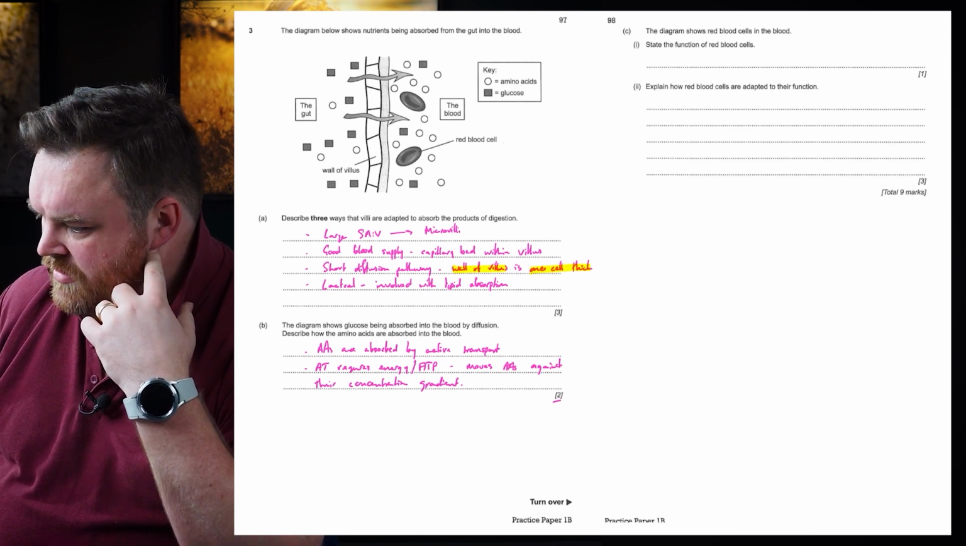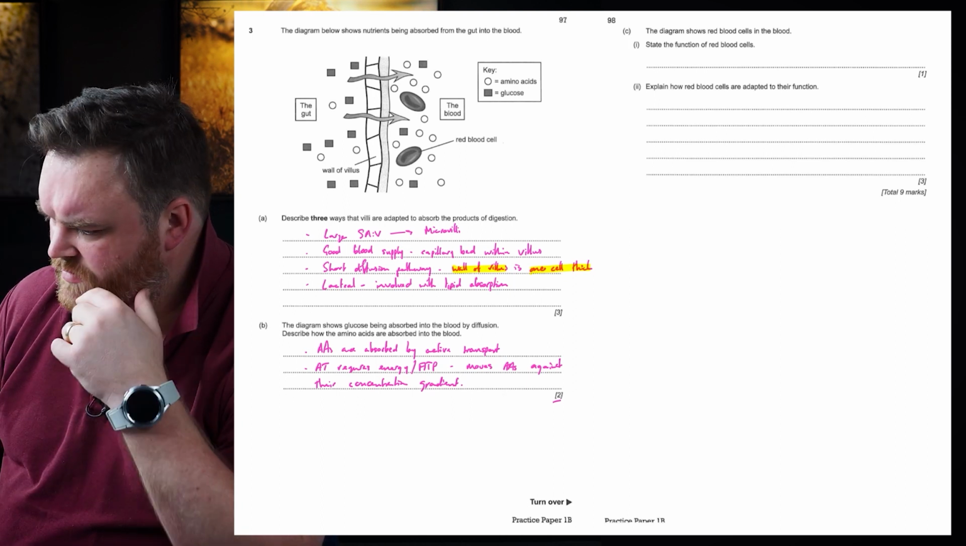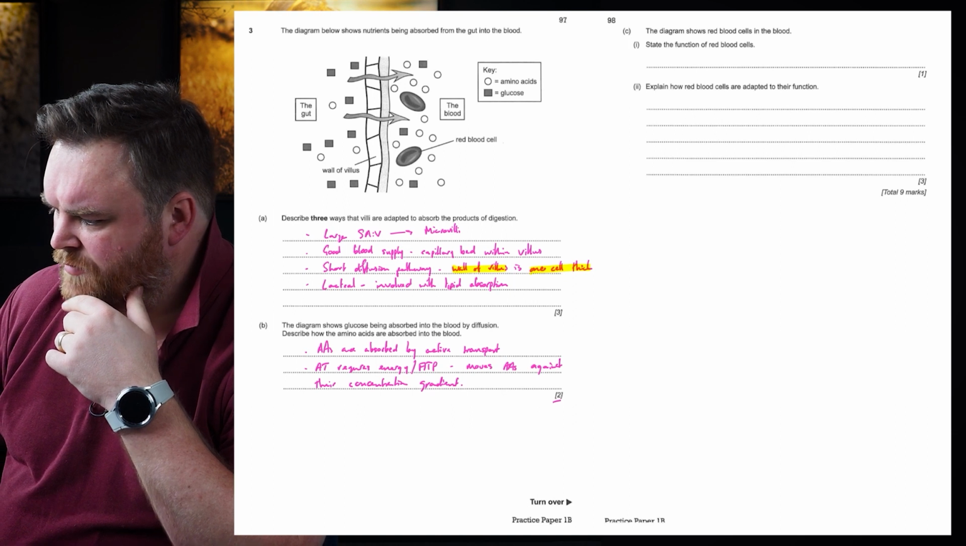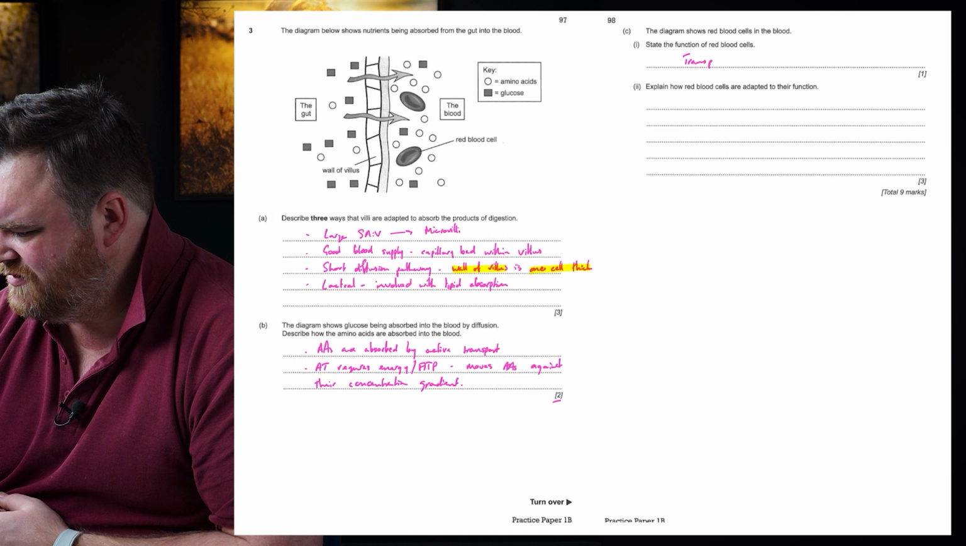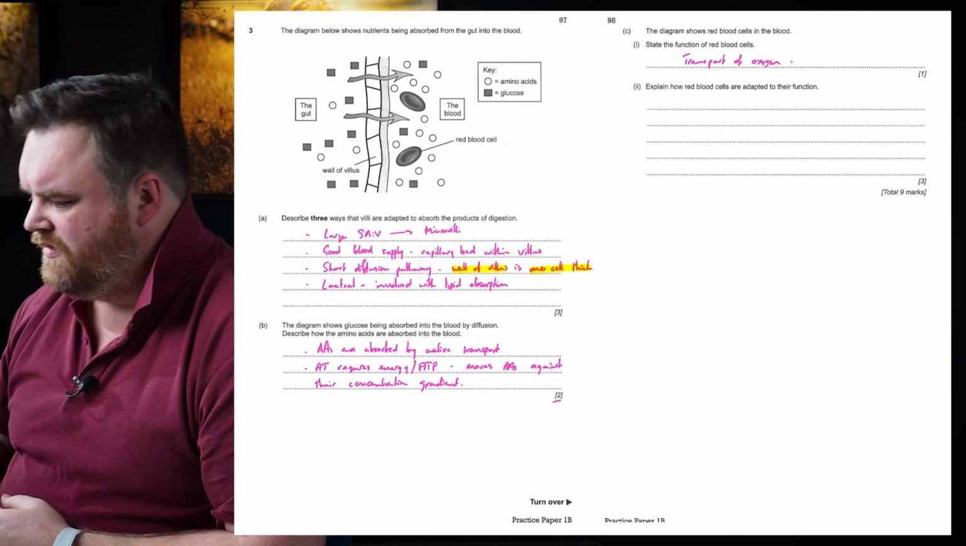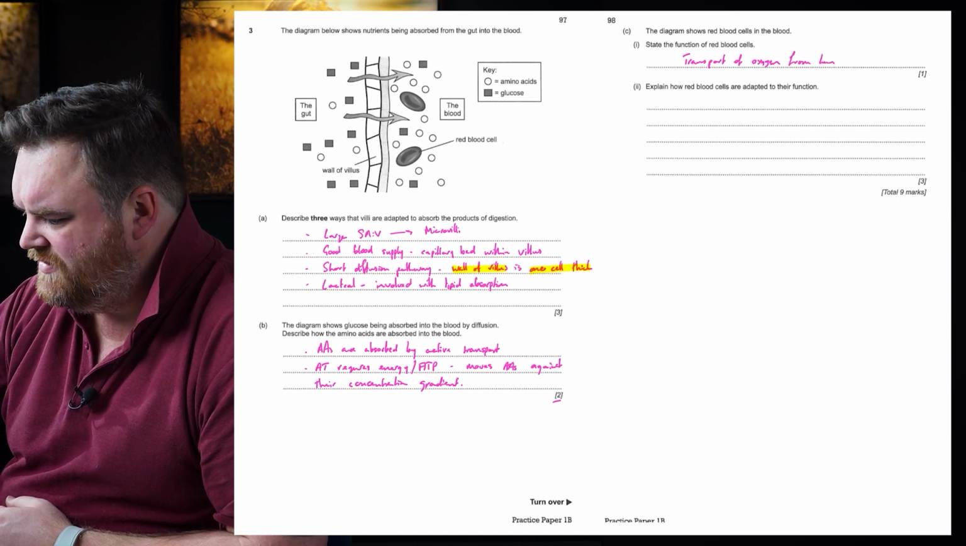Okay, part C, diagram shows red blood cells in the blood. So that's the diagram at the top of the question. State the function of red blood cells, 1 mark: red blood cells transport oxygen from the lungs to tissues. It's probably better, isn't it? There we go. Explain how red blood cells are adapted to their function.